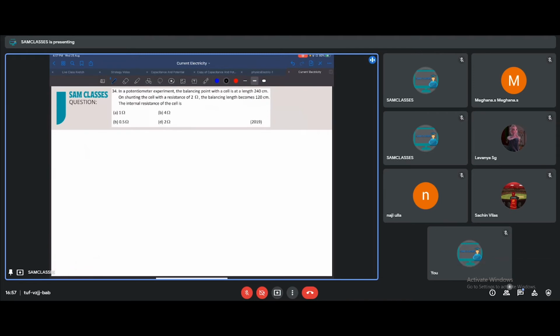In a potentiometer experiment, the balancing point with the cell is at a length of 240 centimeter. On shunting the cell with a resistance of 2 ohm, the balancing length becomes 120 centimeter. The internal resistance of the cell. Now here, which formula will use it?